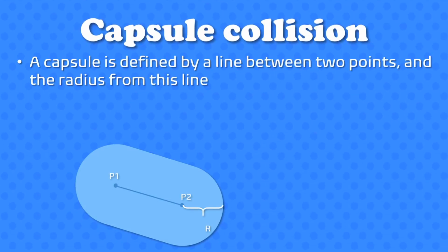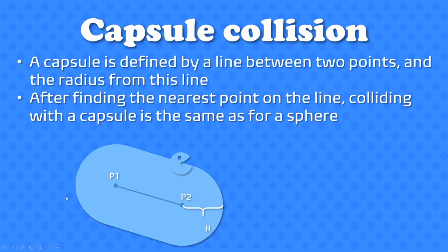So if you go through the different objects I'm going to add today first, this is a capsule. A capsule is defined by a line between 2 points and the radius from this line. And you can think of it as a tube connecting two half spheres. Avoiding the capsule requires finding the nearest point, so if you have the player here, you have to find the nearest point to the player on the axis and displace the player along that axis. Once you have the nearest point, the process is pretty much the same as for a sphere.